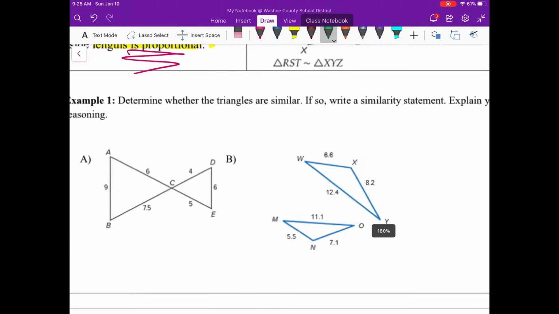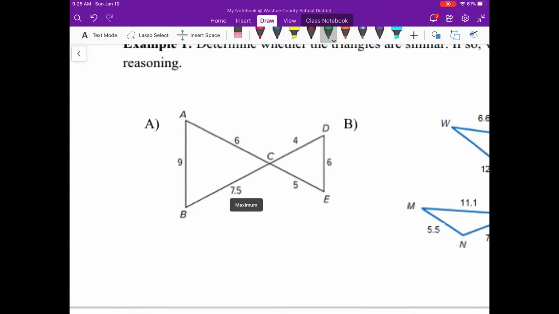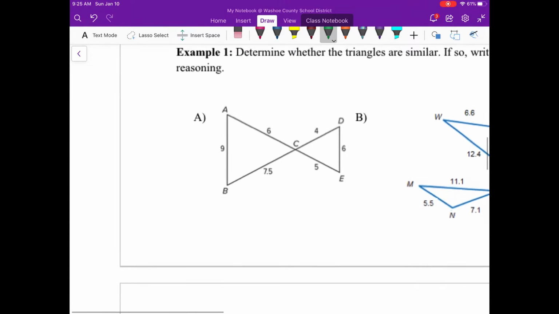All right, so let's jump into some examples. For the first one, or the first two, we want to know if the triangles are similar. If so, write a similarity statement and then explain our reasoning. So looking at this first one, I'm going to be comparing the sides and figuring out if they reduce to the same ratio. And here's what I mean by that, okay?